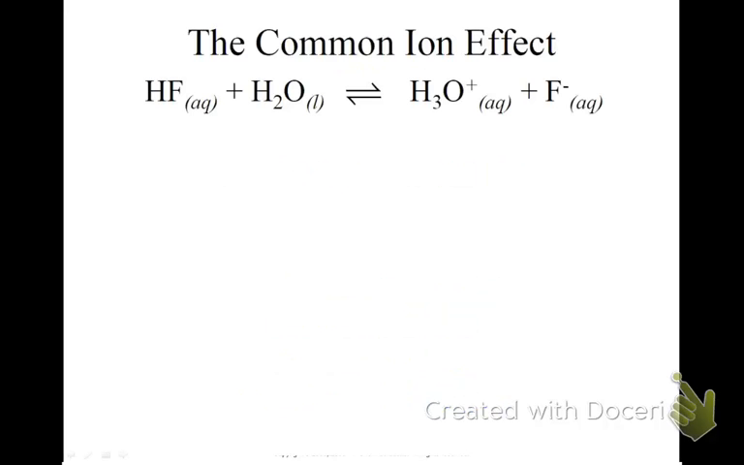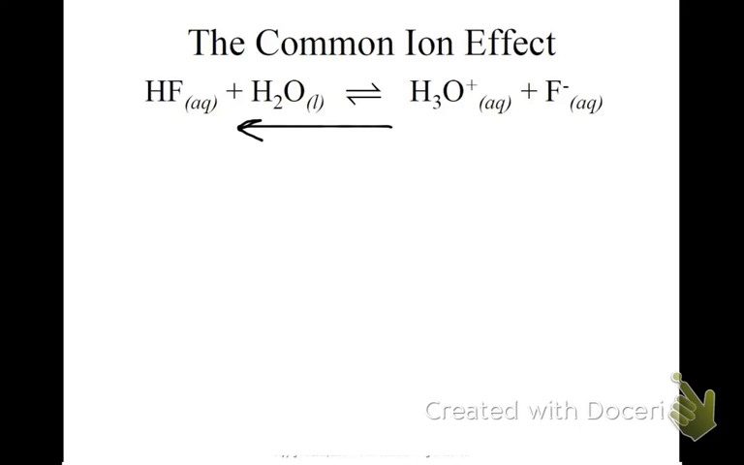So the first part of this is going to be the common ion effect. Let's take a look at a reaction here. This is hydrofluoric acid reacting with water, which produces H3O+ and F minus, or fluoride. If we think of this reaction as it's laid out right here, this is going to be mostly reactants in this case. Since it's a weak acid, that means the reaction lies far to the left. So the reaction is driven farther to the left. So let's draw an arrow.